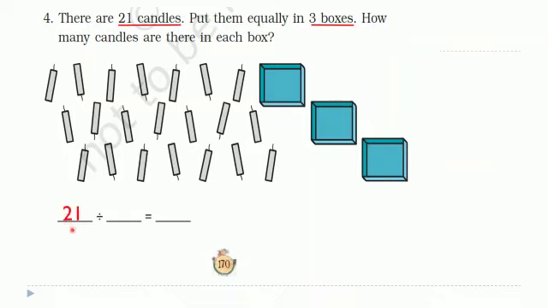So 21 divided by 3. So what will we get? Yes, we will get 7 because 3 sevens is 21. So you have to draw in your textbook 7 candles in each box. Okay, you have to do all these in your textbook and draw here 7 candles in each box.